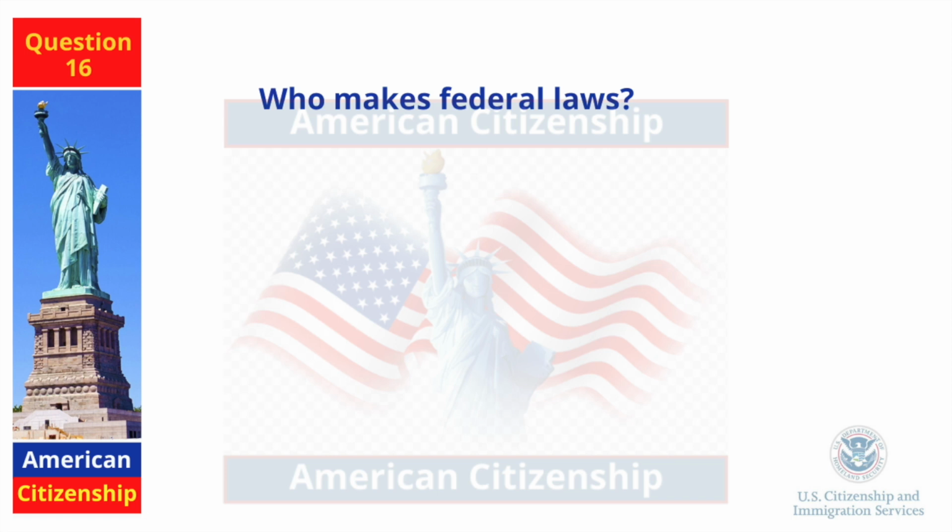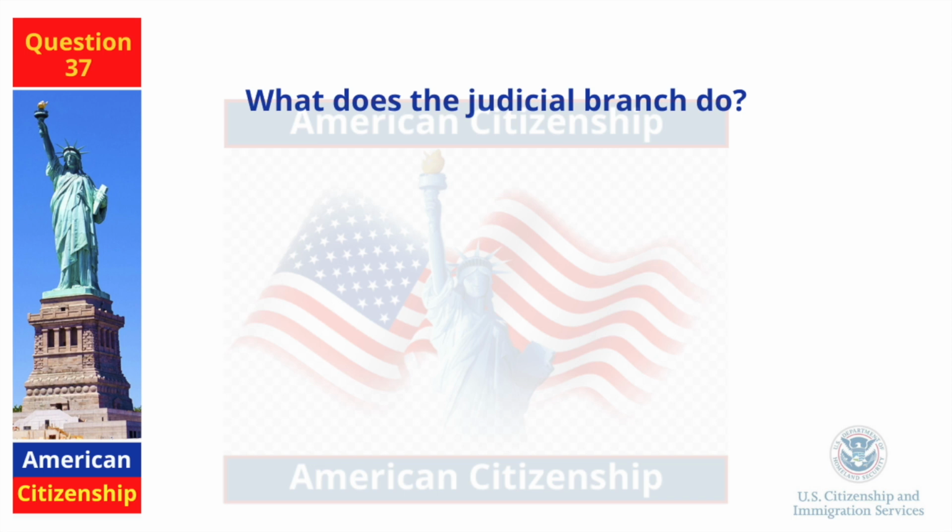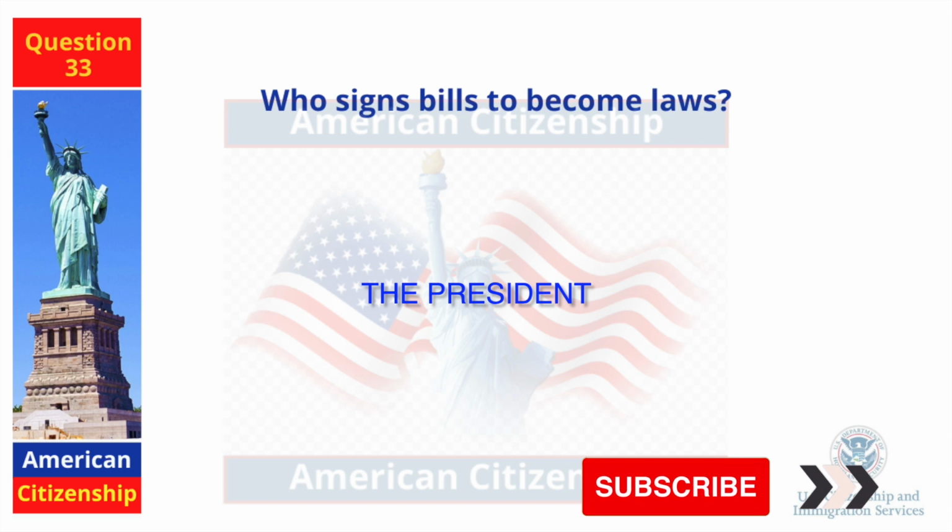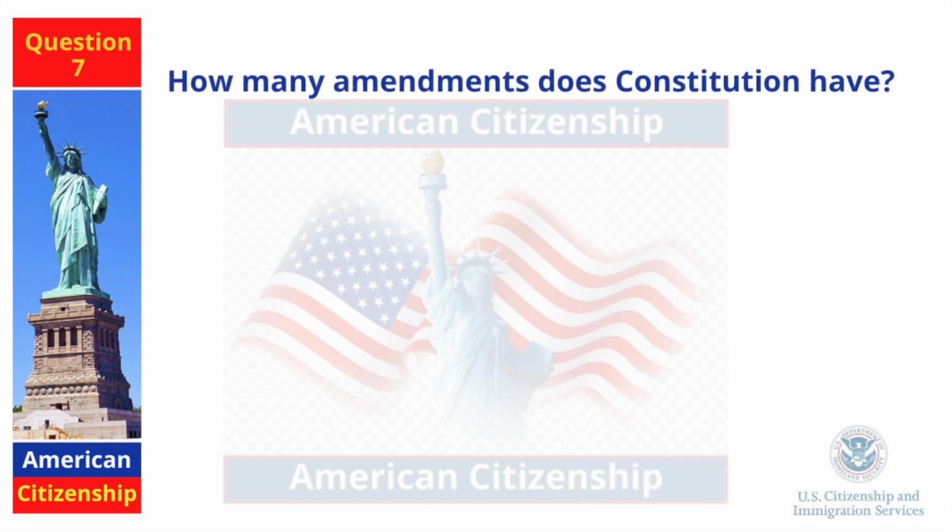Who makes federal laws? Congress. What does the judicial branch do? Reviews laws. Who signs bills to become laws? The President. How many amendments does the Constitution have? 27.